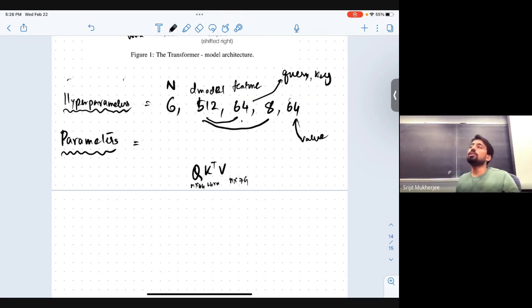And parameters are all the weight matrices plus the feed forward and all those neural network matrices, which are there for every iteration.